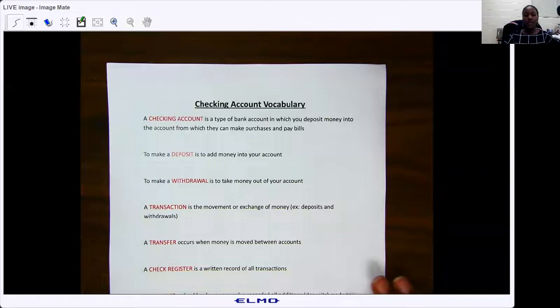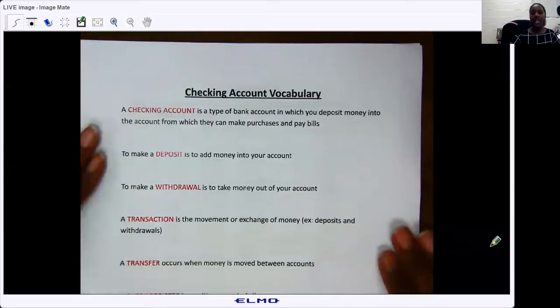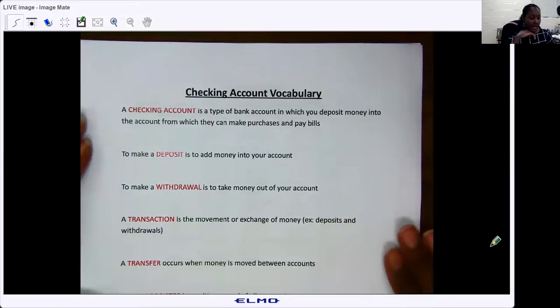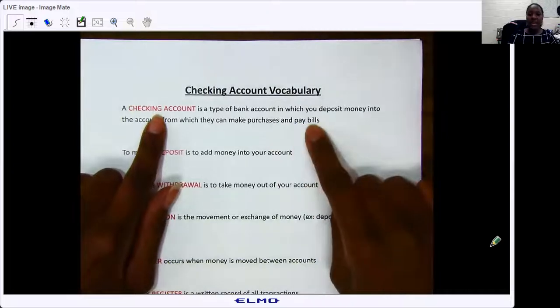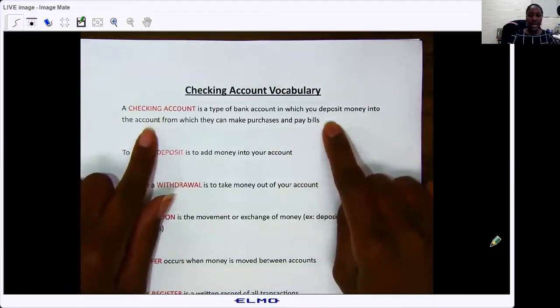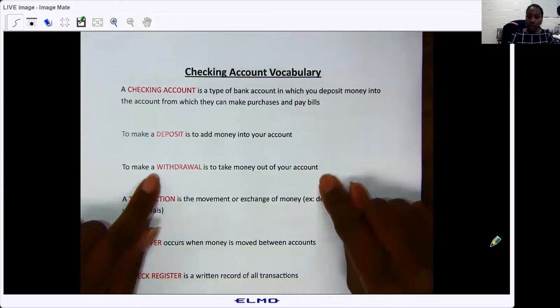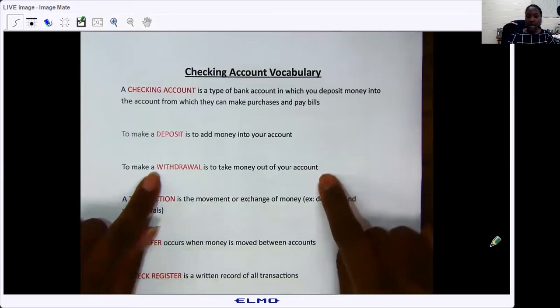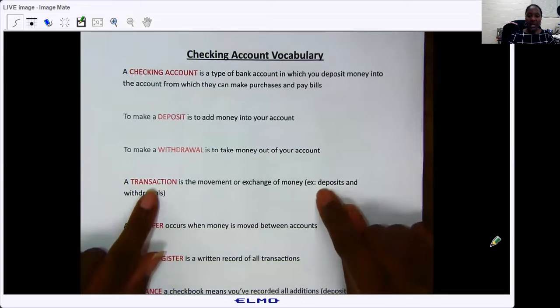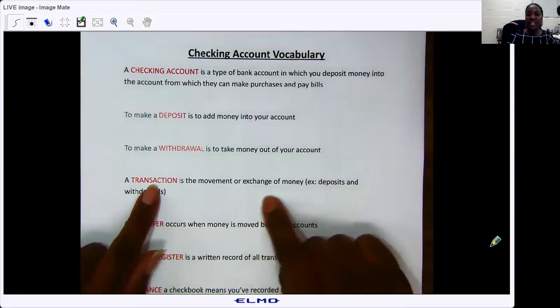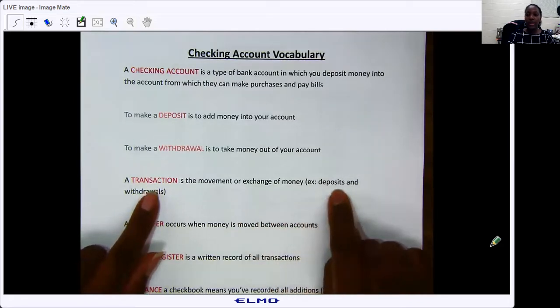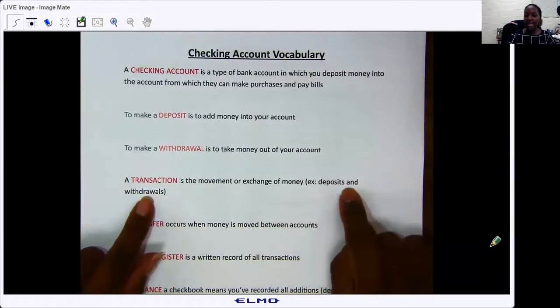All right, so we're going to start off with our vocabulary that we need for this. Checking account vocabulary. A checking account is a type of bank account in which you deposit money into the account from which they can make purchases and pay bills. To make a deposit is to add money into your account. To make a withdrawal is to take money out of your account. A transaction is the movement or exchange of money. For example, depositing and withdrawing money into your account is considered a transaction.